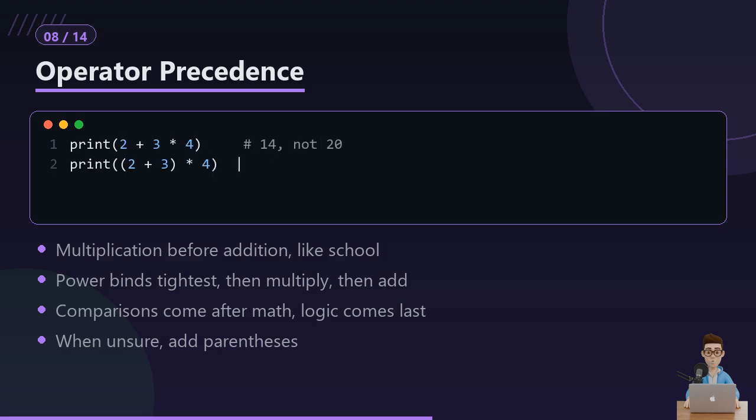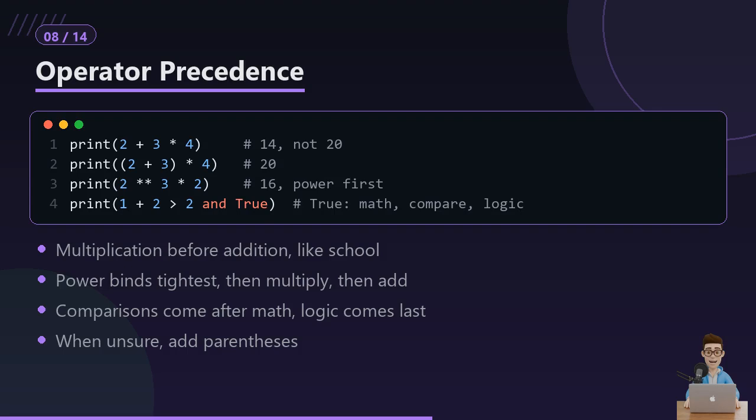Precedence just means who goes first, like the order of operations you learned as PEMDAS. Python multiplies before it adds, so 2 plus 3 times 4 is 14, not 20. Powers go before multiplication, math goes before comparisons, and logical operators like and go last. Honestly, here's my advice as a senior dev. When in doubt, add parentheses. They cost nothing and the next person reading your code will thank you.